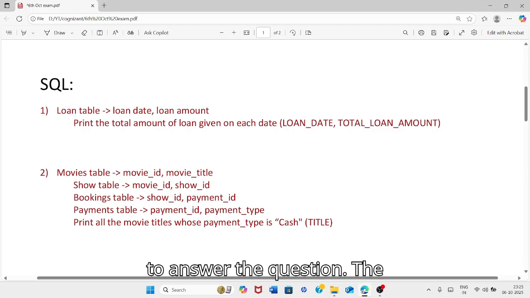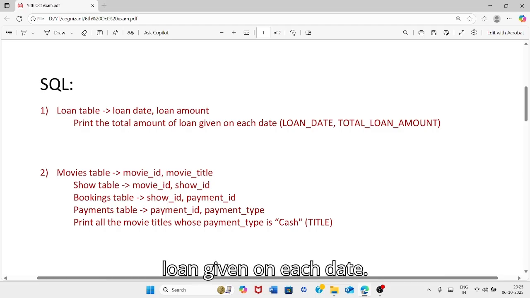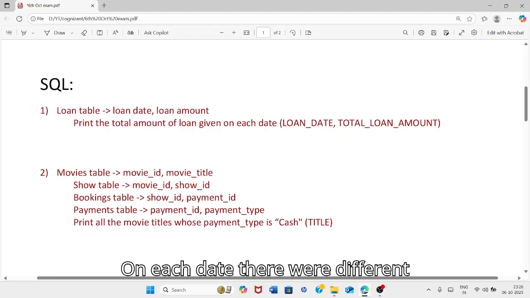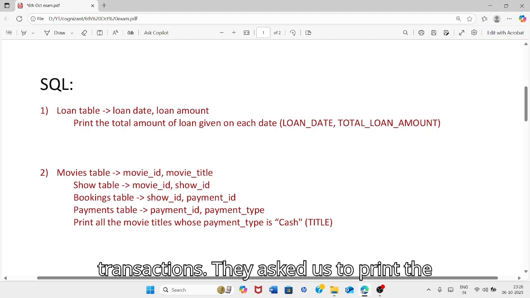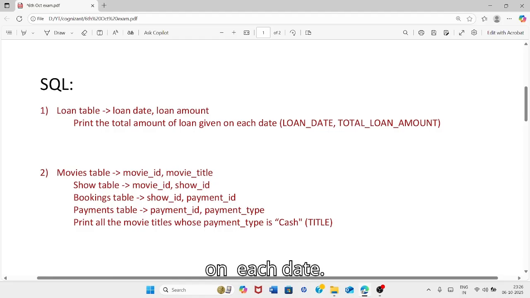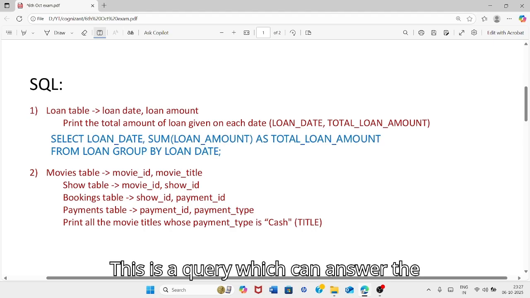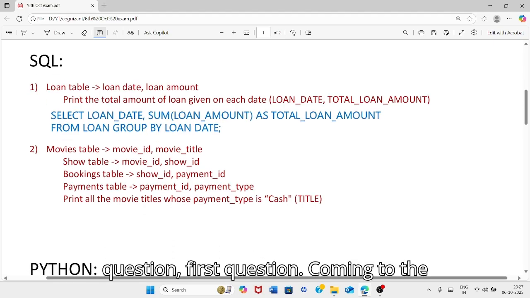to answer the question. The question was to print the total amount of loan given on each date. Loan dates were given, and on each date there were different transactions. They asked us to print the total amount which was transacted on each date. This is the query which can answer the first question.